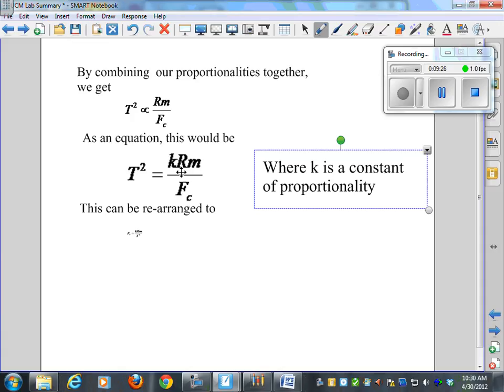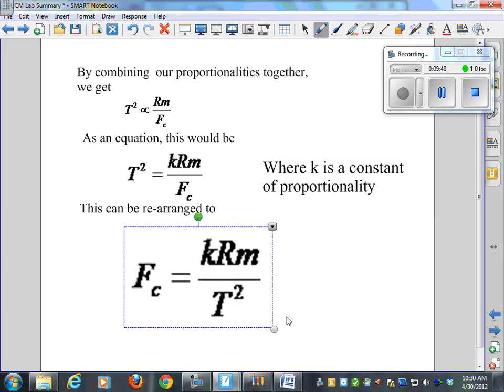It's like Avogadro's number. It's a magic number that makes it work here. 6.02 times. Yeah, I think you're right. What's that? Is that like moles?